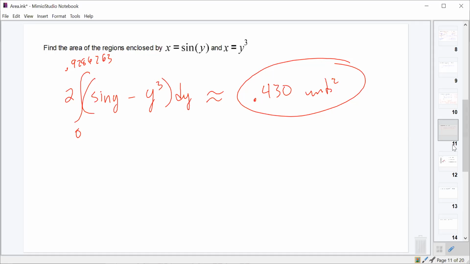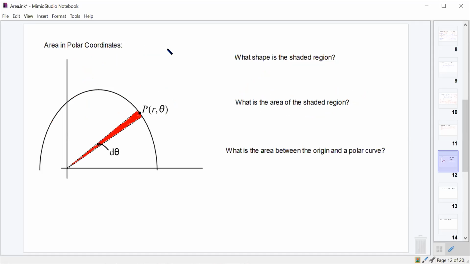Everyone's good? All right, so now we're going to move into talking about area and polar coordinates. Before we can even start this, we need to think about a polar curve. I've drawn a polar curve here. It doesn't matter what the function is, but it's got some point on it, point P, which is an r theta point. And then I've got a little d theta there, which is just a tiny, infinitesimally small angle that we've got going along this curve.